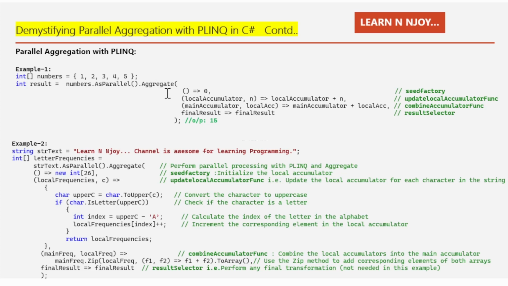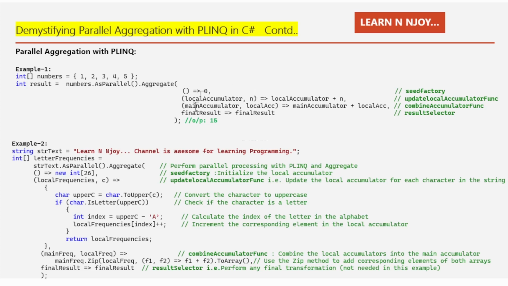And here, first of all, I have written opening and closing parenthesis goes to 0. What does it mean? So this is nothing but the seed factory function that initializes the local accumulator. In this case, we have initialized the accumulator with a seed value of 0. That's what I have written, opening and closing parenthesis goes to 0. So I have initialized the local accumulator with a seed value of 0 over here.